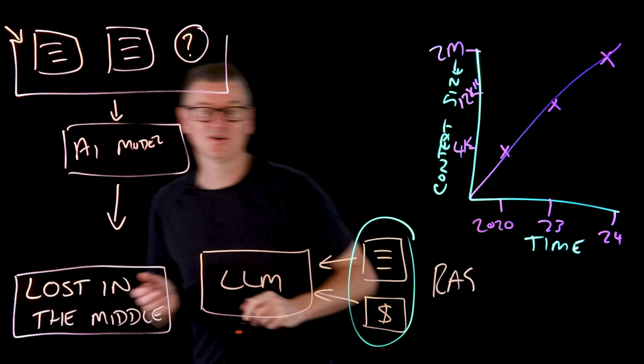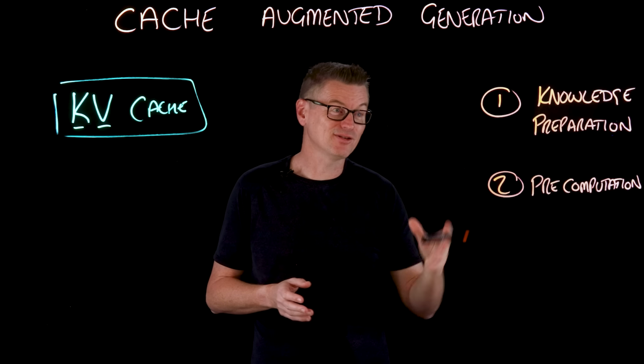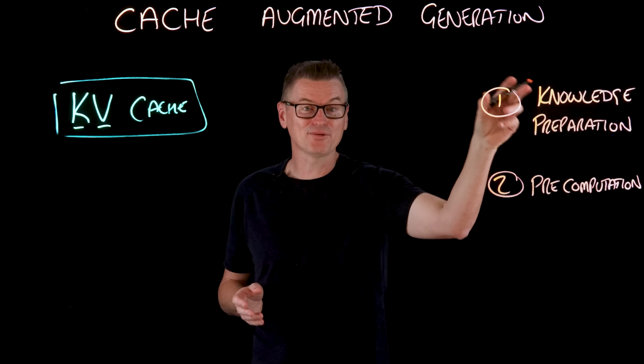Then in phase 2, we move on to pre-computation, which is to say, the model processes all of those documents and generates the KV cache, which is the internal representation of everything it's read. And then that cache gets saved somewhere, so it's persisted, so to disk or to memory.